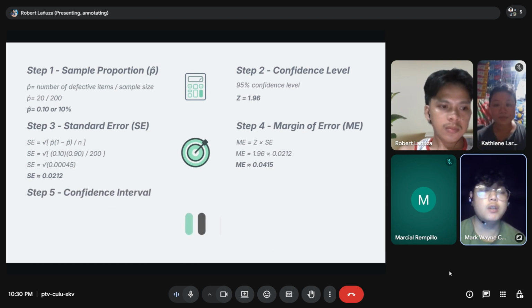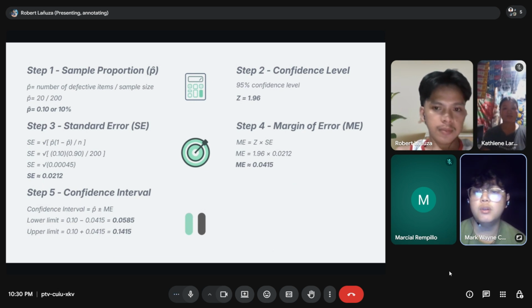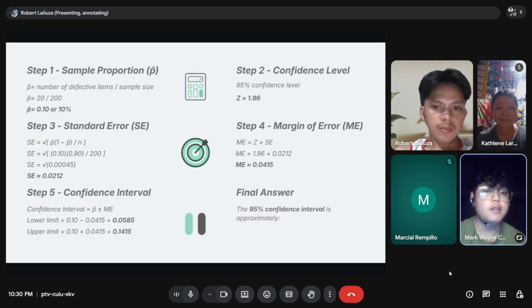Then our last step is we will construct the confidence interval. The formula for the confidence interval is equal to the sample proportion plus or minus the margin of error. To find the lower limit, 0.10 minus 0.0415 is equal to 0.0585, and to find the upper limit, 0.10 plus 0.0415 is equal to 0.1415. So we arrive at the final answer that the 95% confidence interval is approximately 0.0585 to 0.1415, or 5.85% to 14.15%.